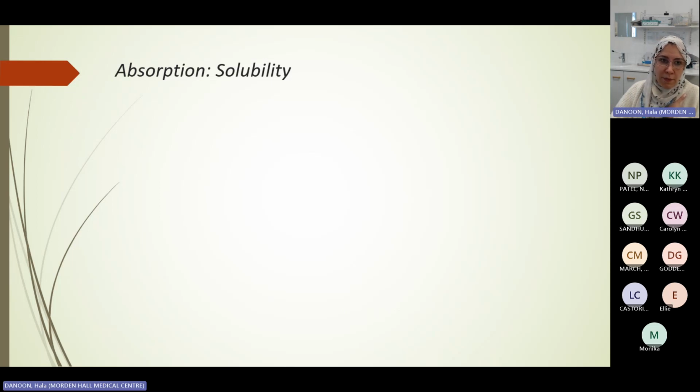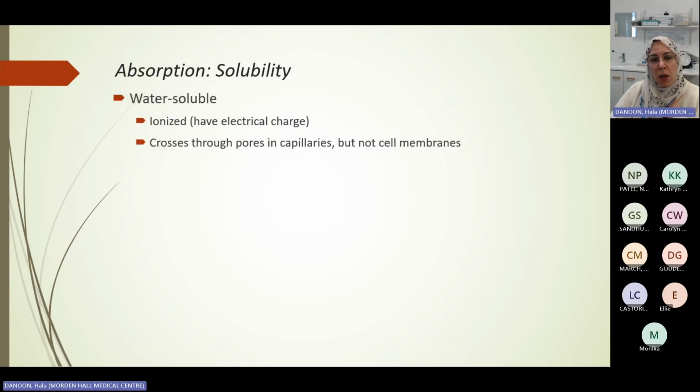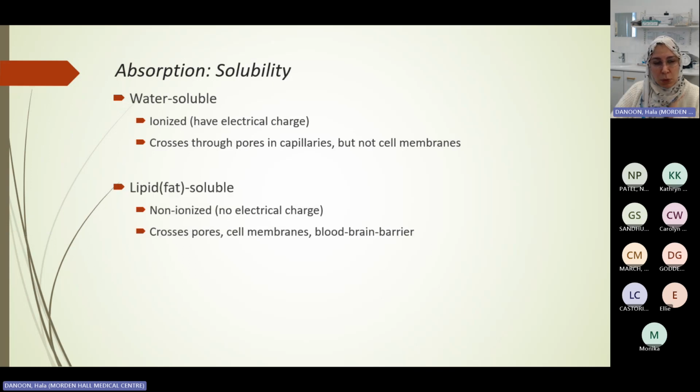Now, there are things that affect absorption, and one of them is solubility. Some medications are water soluble, while others are lipid soluble. Water soluble means they are ionized, they have an electric charge, so it might be difficult for them to pass through a membrane. They need to go through pores where there is a transport. While lipid soluble drugs are non-ionized and can cross the cell membrane more easily, and they can cross the blood-brain barrier easily.